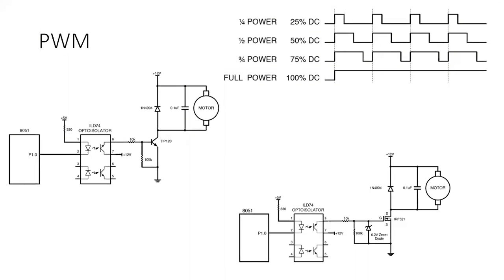Hi, this video lecture explains how to use pulse width modulation with a DC motor. The speed of the DC motor depends upon three factors. The first one is load, the second one is voltage, and the last one is the parameter.